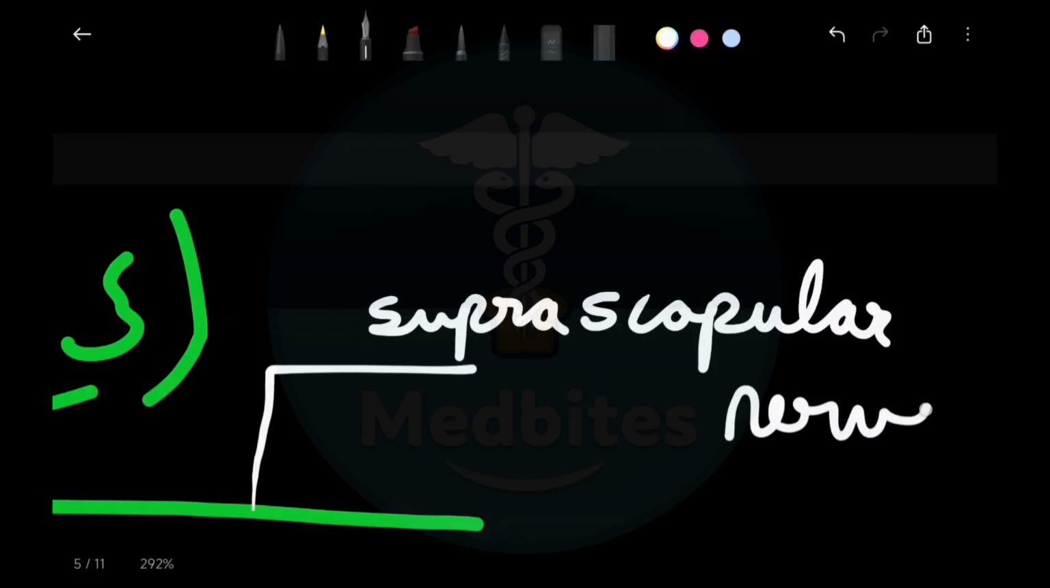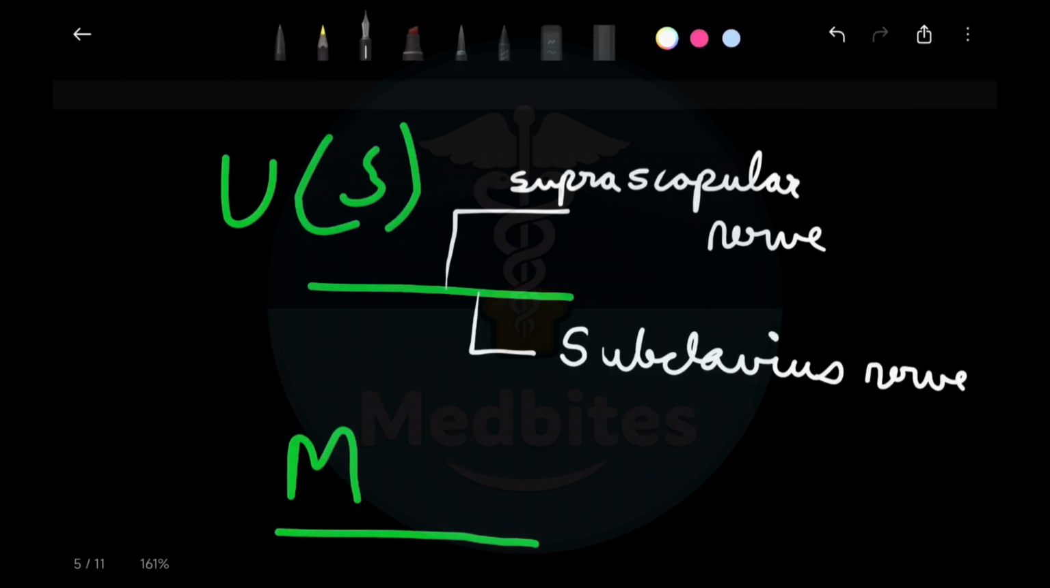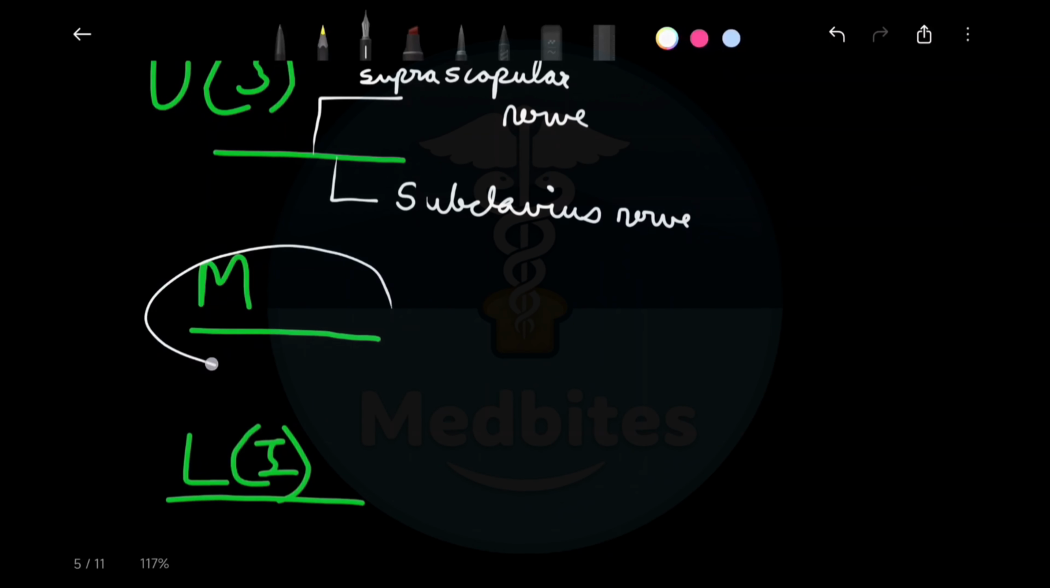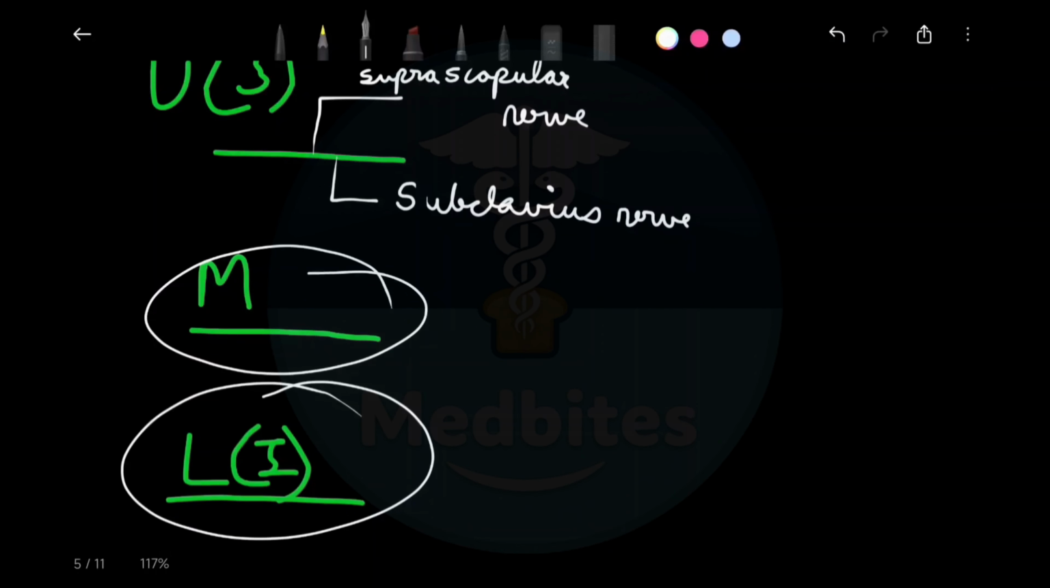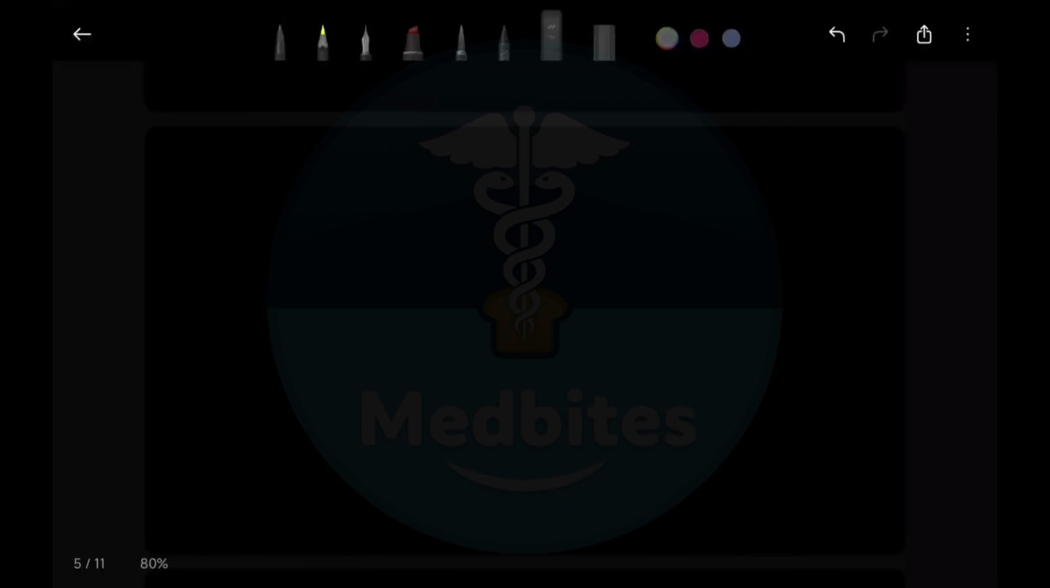Suprascapular nerve, which supplies the suprascapularis muscle, and the other branch, the subclavian nerve, which supplies the subclavius muscle. Okay, there are no branches from the middle or the lower trunk. Similarly, there are no branches which arise from the divisions. Well, for the cords, it's a nightmare. But let's make it a sweet dream for you, shall we?